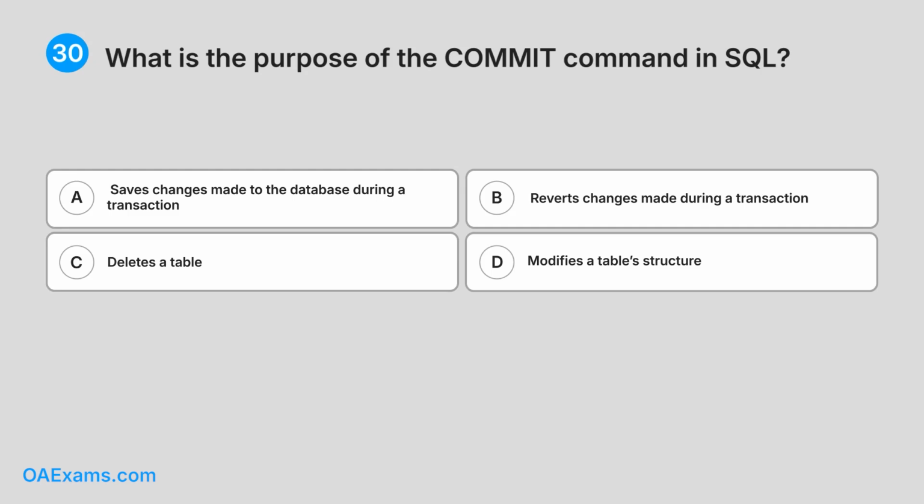30. What is the purpose of the commit command in SQL? A. Saves changes made to the database during a transaction. B. Reverts changes made during a transaction. C. Deletes a table. D. Modifies a table structure. What do you think is the answer?